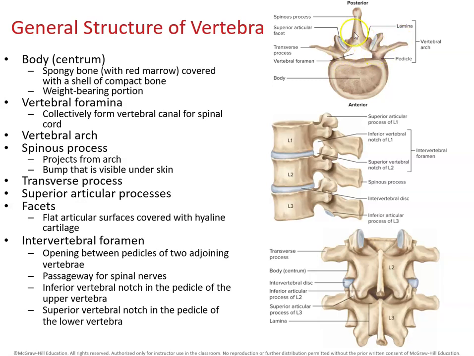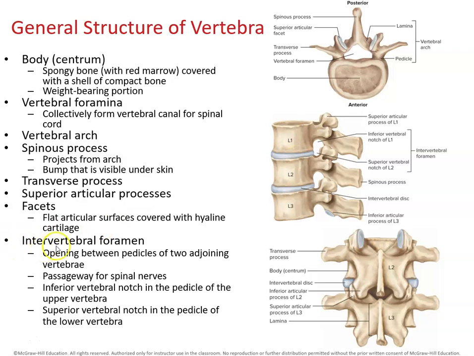The spinous process is the thing that goes towards the posterior. Transverse processes are the arms that go out towards the side. Superior articular processes, these are between the spinous and the transverse, and this is where one vertebra articulates with another. So those are right there. The facets on those superior articular processes are cartilage surfaces, the hyaline cartilage, and that cushions the articulation between vertebrae.